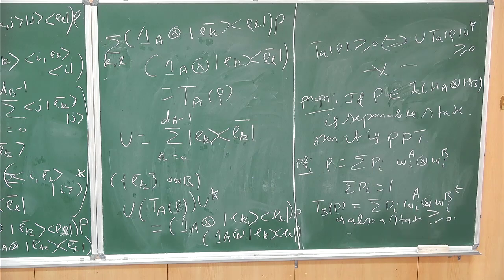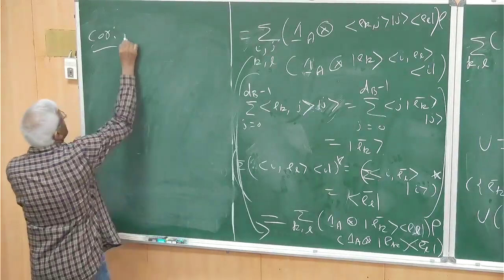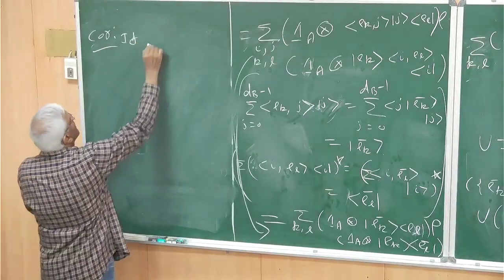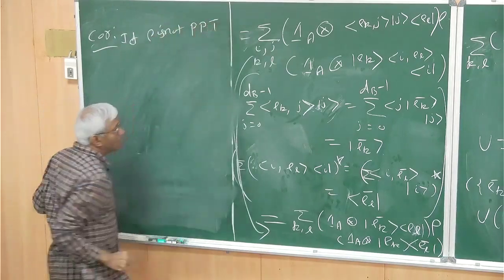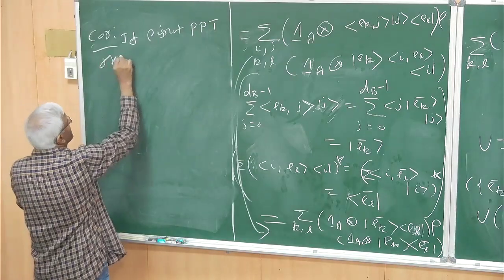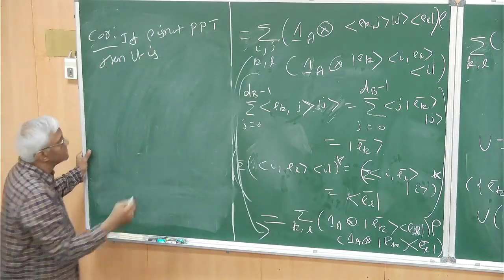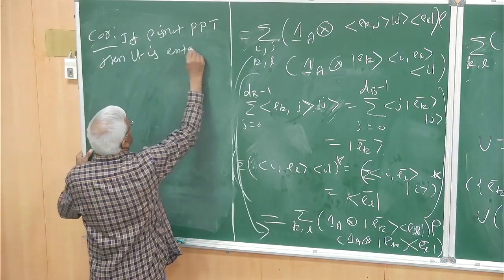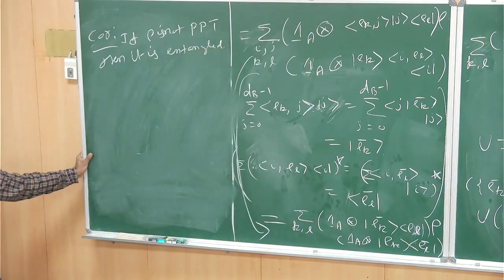Okay. Now, corollary: if rho is not PPT, if it is not a positive partial transpose state, then it is entangled. This is a sufficient condition for entanglement. In general, finding entanglement is difficult.